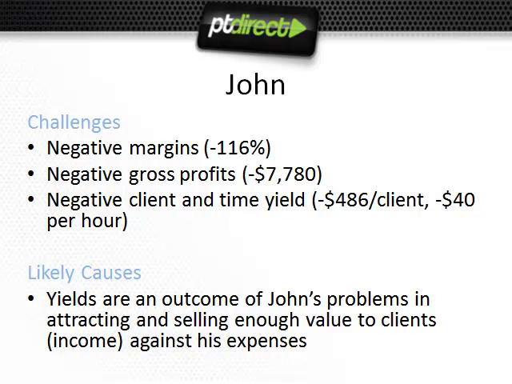He's losing $7,780 a year. He's going broke, and he's got a negative yield on a per client basis and per hour. Now, yields are an outcome of John's problems in attracting and selling enough value to clients against his expenses. So in other words, John needs to get busy getting better. And if he doesn't, he's going to be out of the club pretty soon.